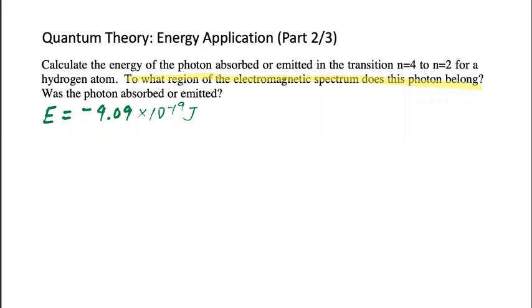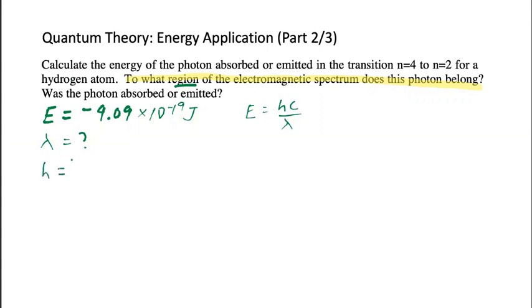And if we want to find the region of the electromagnetic spectrum, it has to be the wavelength. And the wavelength, how do we find that? Well, we have the energy, we need to find wavelength, and the only equation that I can think of is E equals hc over lambda.